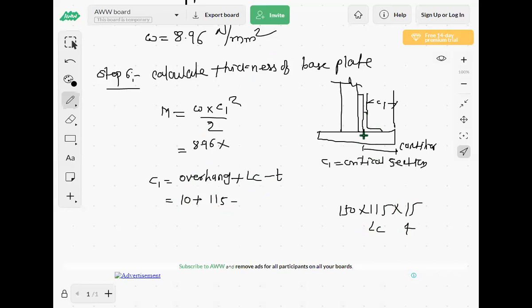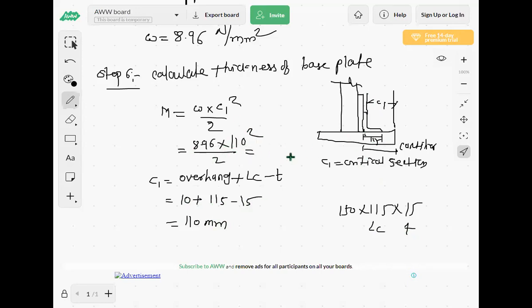It means this LC, this distance 115, from this we have to minus thickness, then we will reach here. After minusing the thickness we come to this face, so from 115 we minus the thickness, that is 15 mm thickness. Are you getting? So now calculate this C1. This 125 minus 15, it means 110 mm. So here 110 square by 2.